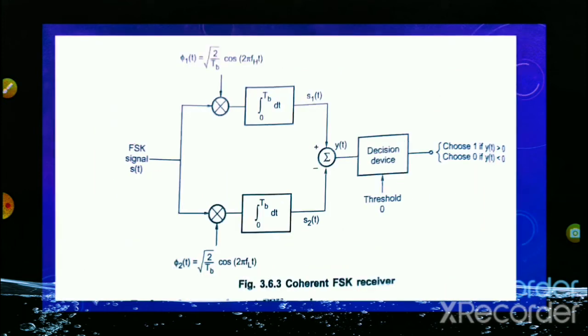Next one, coherent FSK receiver. This shows the block diagram of the coherent FSK receiver. There are two correlators for the two frequencies of the FSK signal. These correlators are applied with the locally generated carriers phi 1 of t and phi 2 of t. The decision device then decides: if S2 of t is less than S1 of t, then y of t is less than 0, and the decision is in favor of 0.